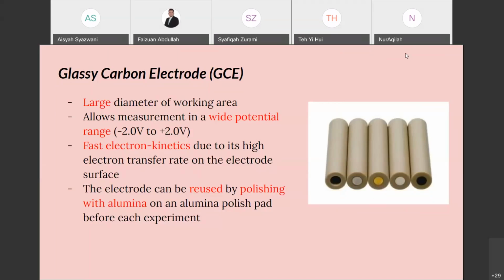Because GCE has a large diameter of working area and it allows measurement in a wide potential range, which is from negative 2.0 to positive 2.0. This electrode also has fast electron kinetics due to its high electron transfer rate on the electrode surface, and the electrode can be renewed by polishing with alumina on an alumina polish pad before each experiment.